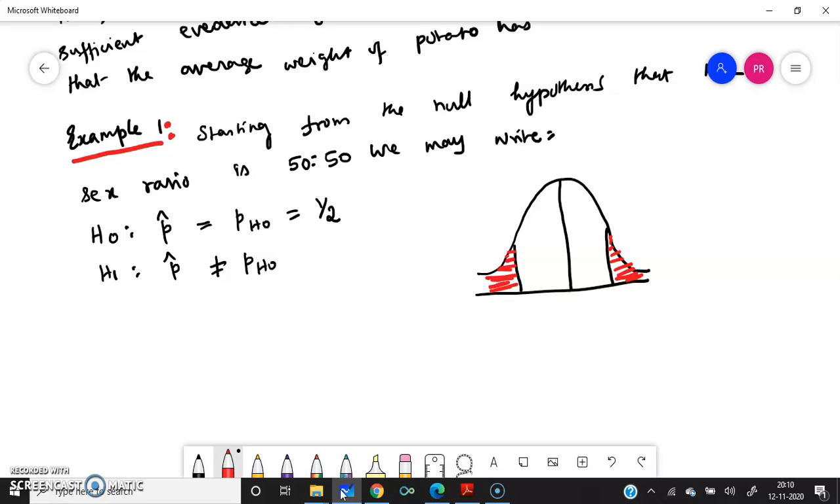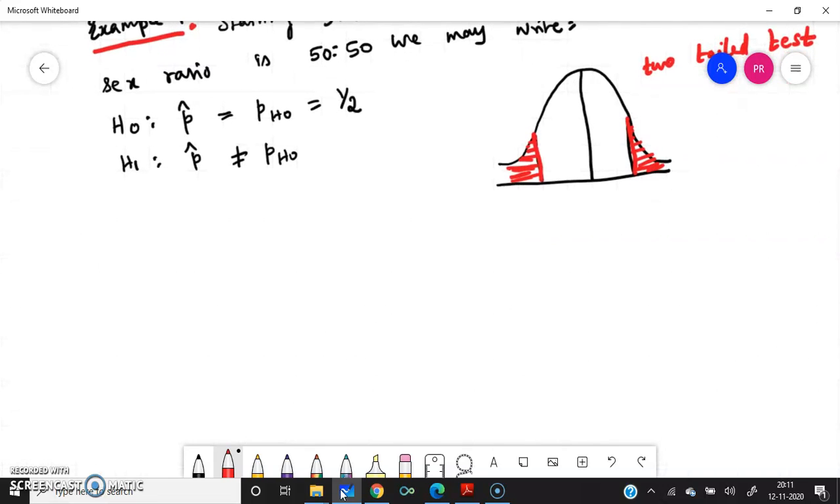So this is our critical value, and in the same way we will be having the critical value on the left side also. So it is a two-tailed test. So we have to see the Z table accordingly for the two-tailed test. Now we go back to the question.